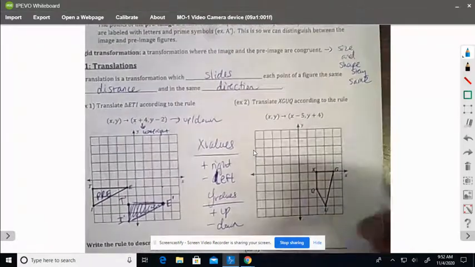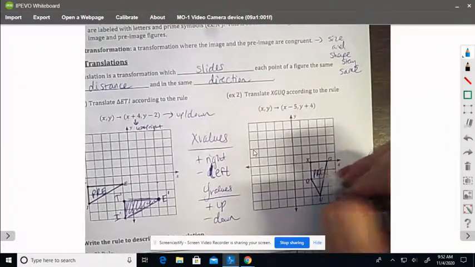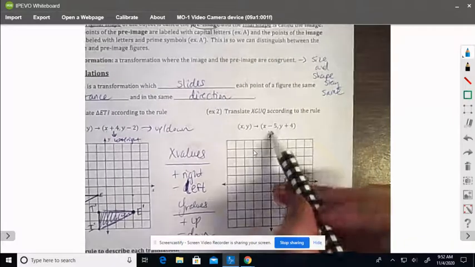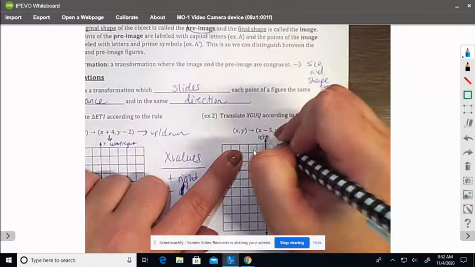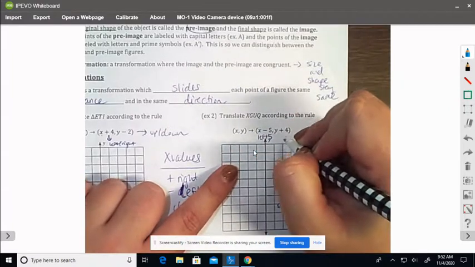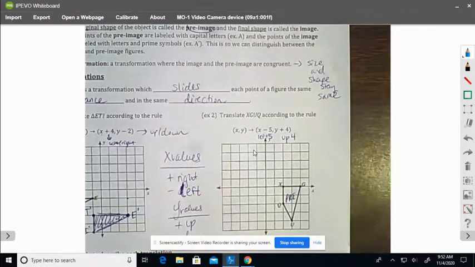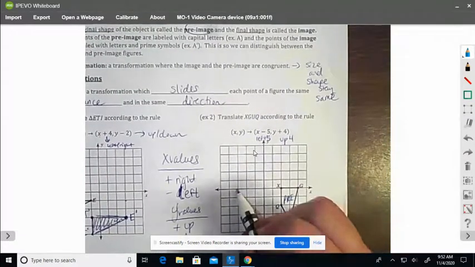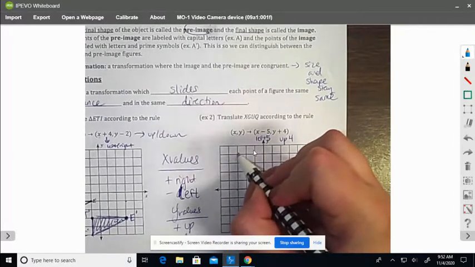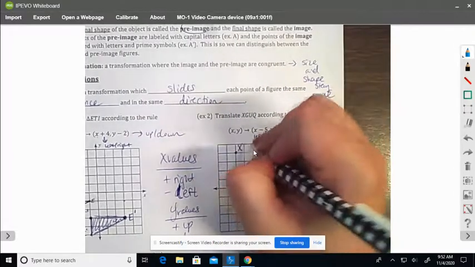All right, this is also our pre-image. This time they want me to do minus 5, so that means I'm going to go left 5, and Y plus 4 means I'm going to go up 4. So I'm going to take each point and do those 2 things to it. So I'm going to go left 5 and up 4. And that's going to be my new X.